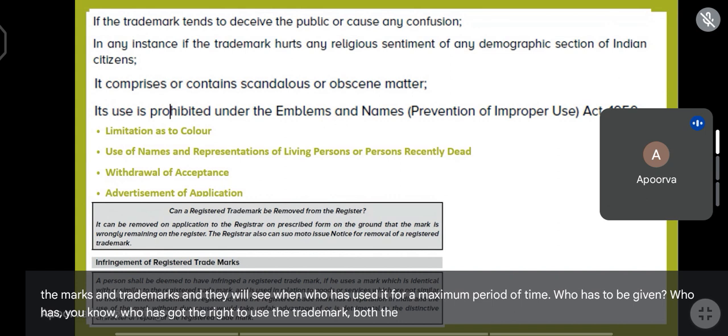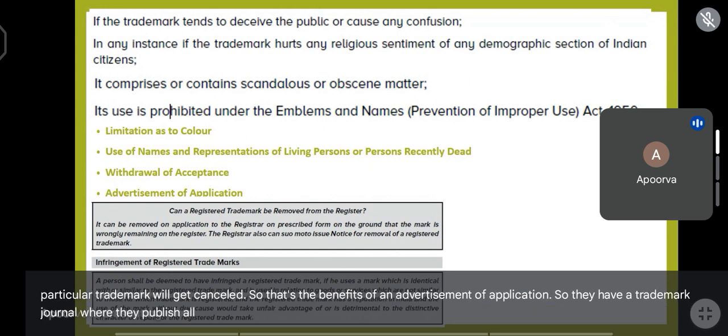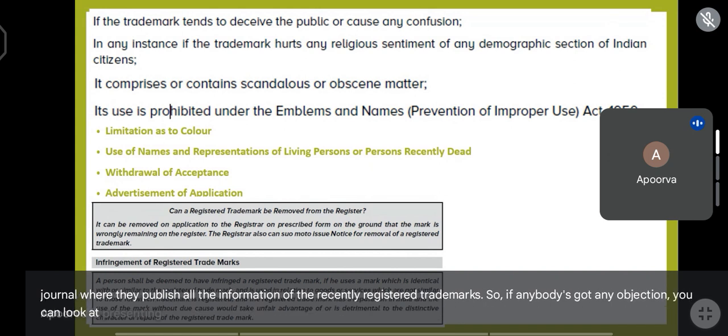Both the parties will get an opportunity to be heard, and one particular trademark will get cancelled. So that's the benefit of an advertisement of application. They have a trademark journal where they publish all the information of the recently registered trademarks. So if anybody has any objection, you can look at the trademark journal and you can apply for the objection.